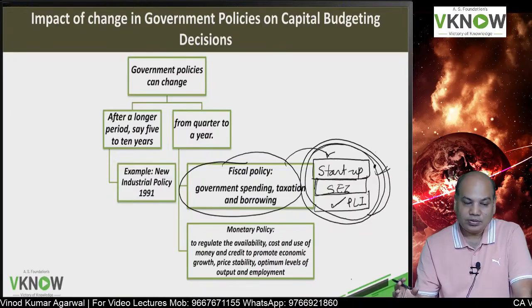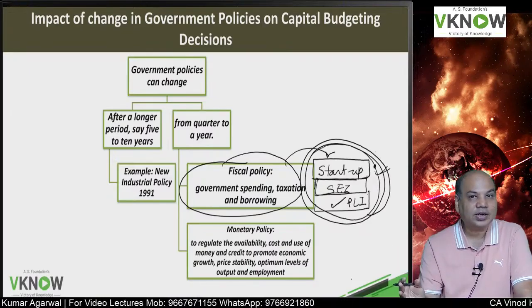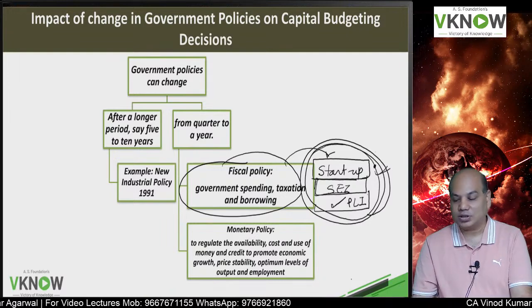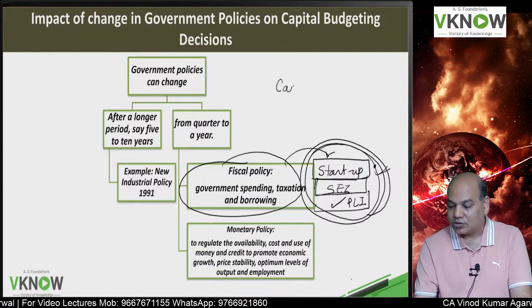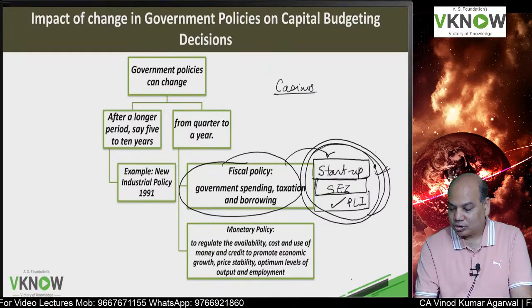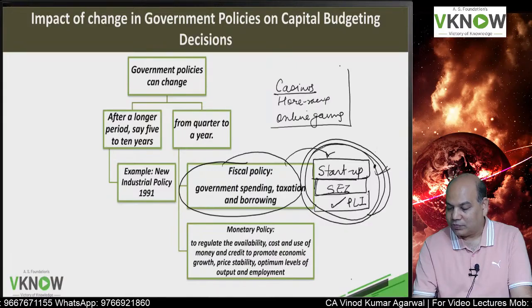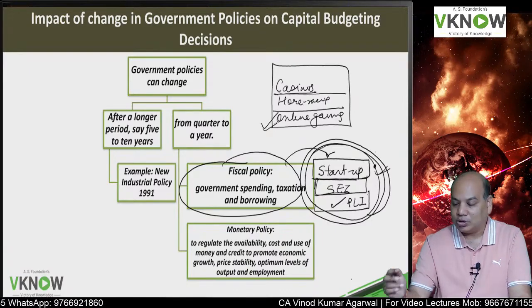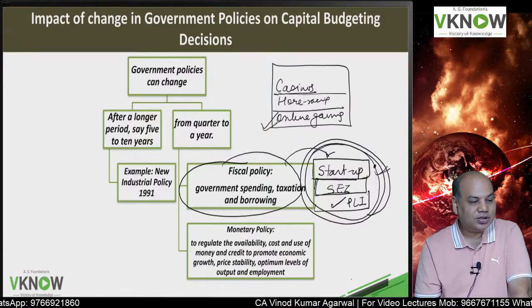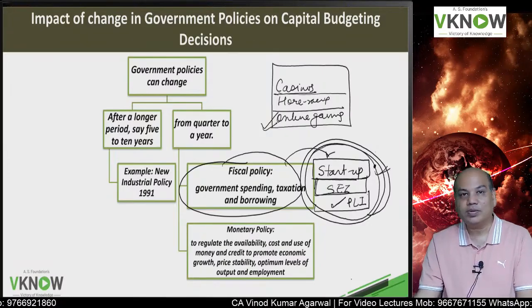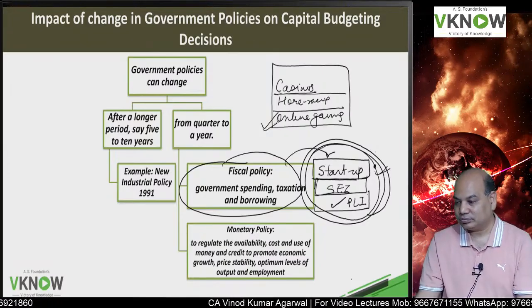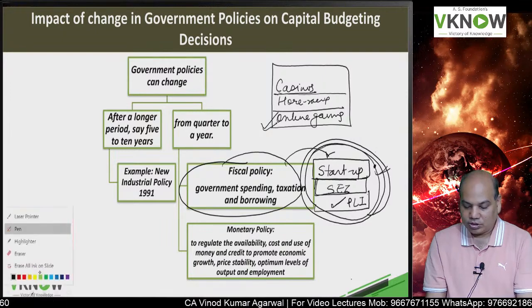But at the same time, by changing the direct tax and indirect tax rates, they can affect the business. So some businesses like casinos, horse racing, online gaming, what you do on your mobile before every match starts, making your own team. These businesses are affected because of the increase in the GST rate, and some of them may not be viable after some time. So that is the fiscal policy.